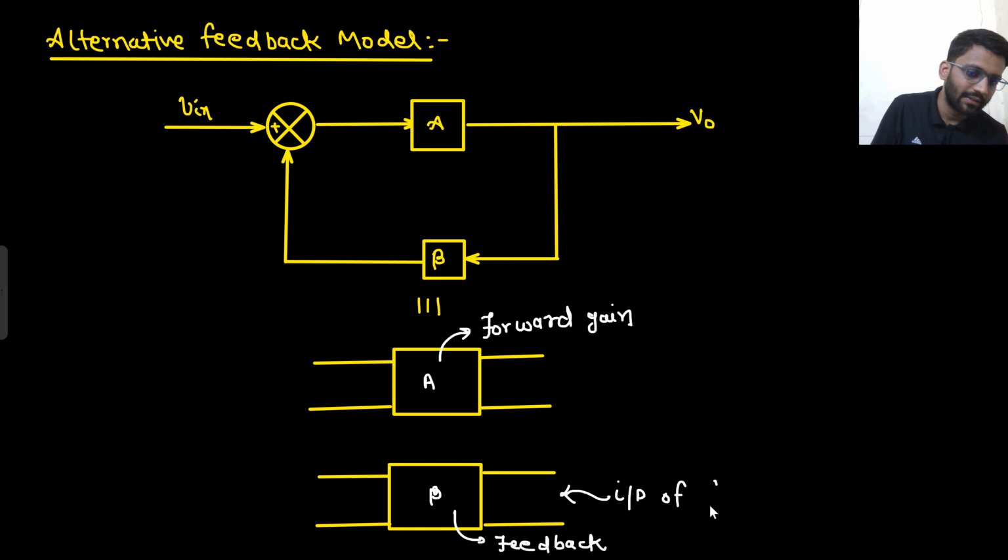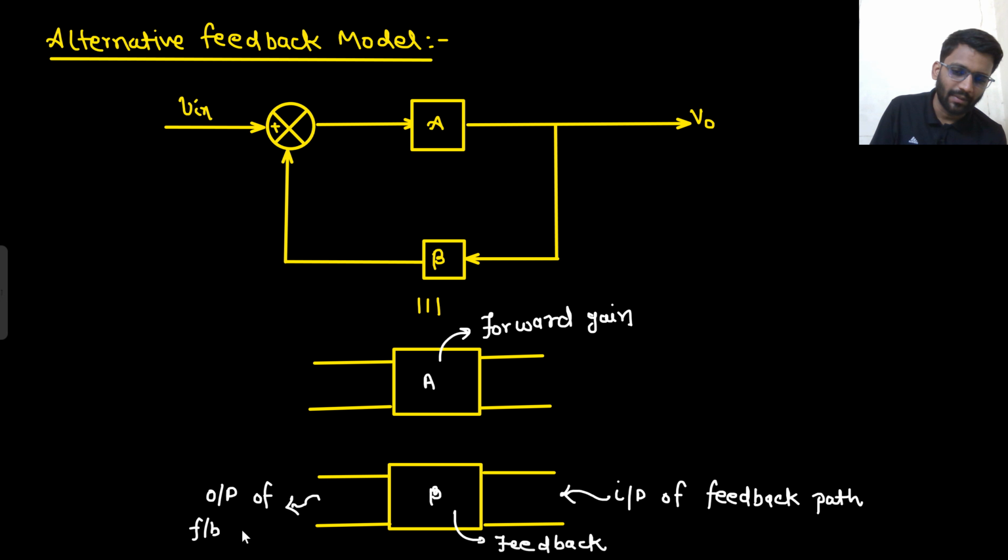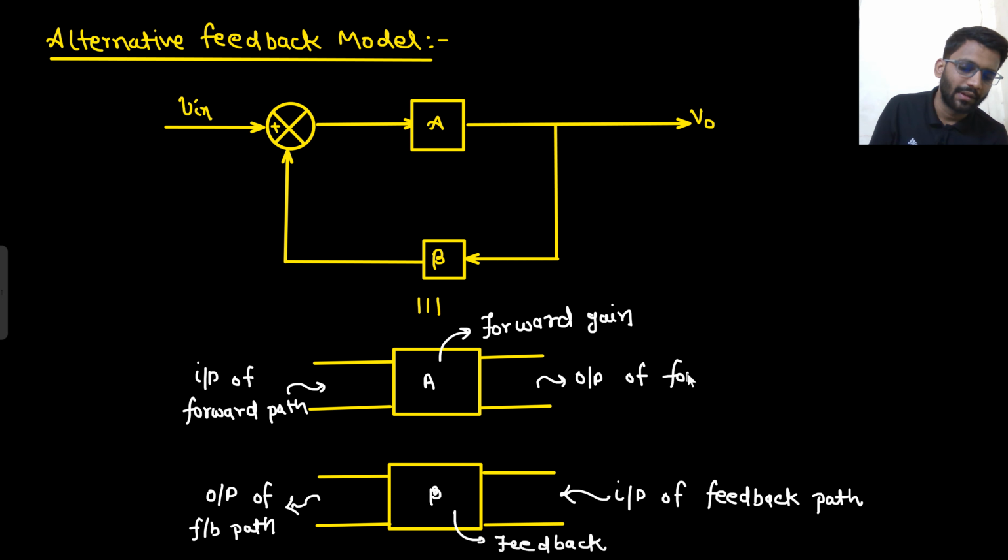So this was actually the input of feedback path, right? And this is the output of feedback path. And now this is the input of forward path. And this is the output of forward path. Say yes or no. Are you understanding this or not? Output of forward path.